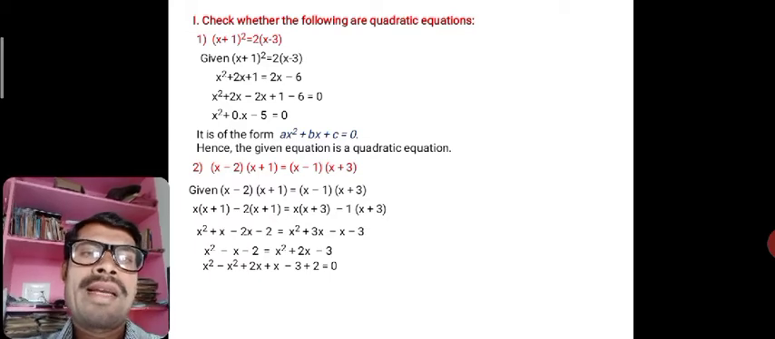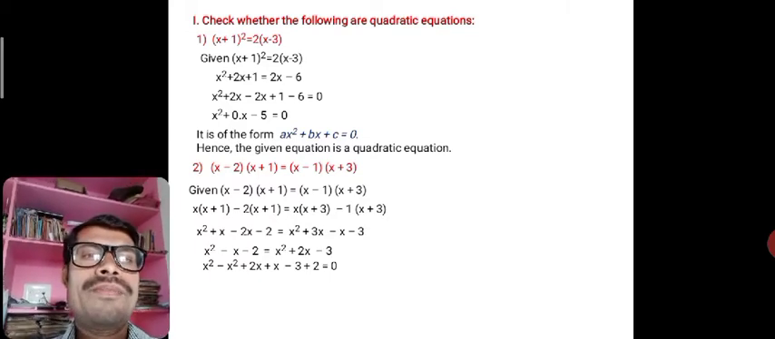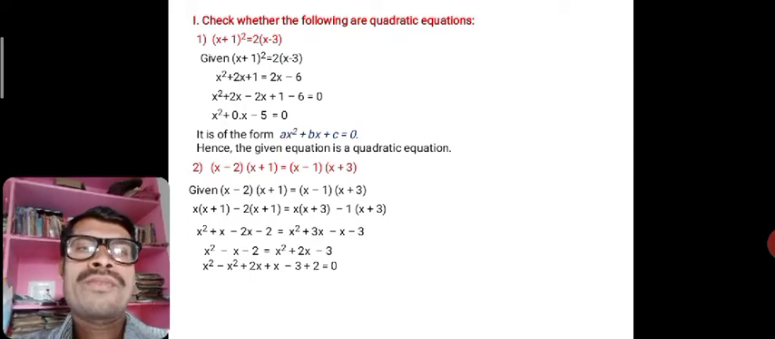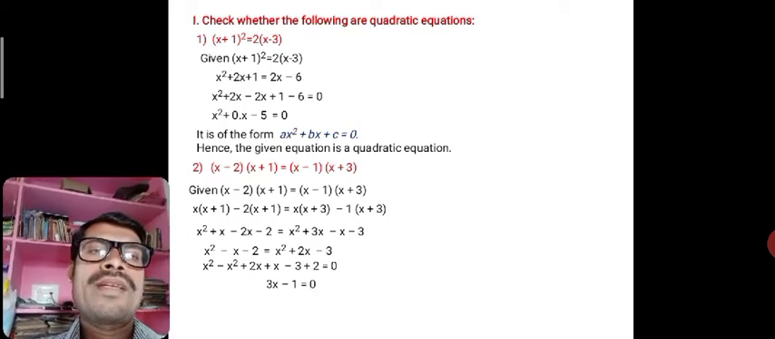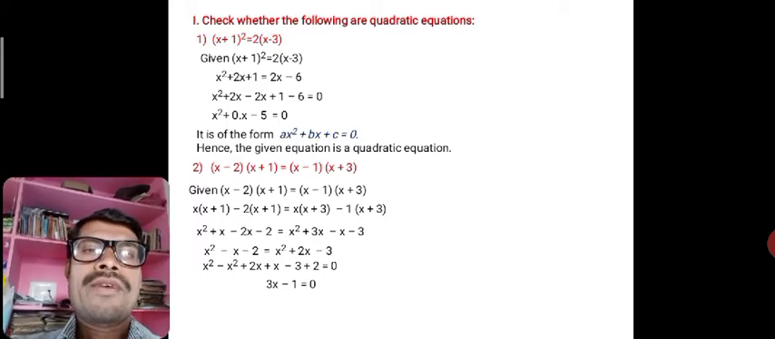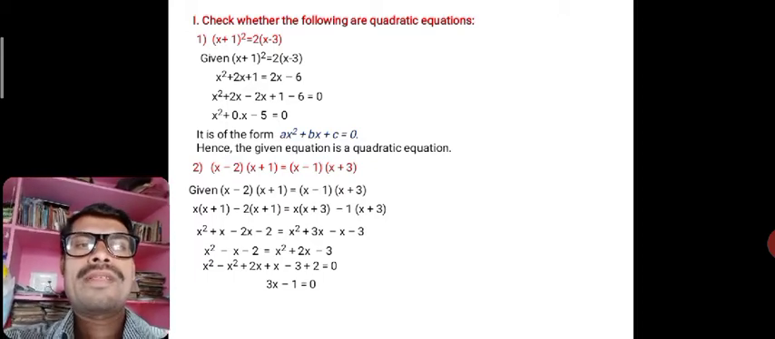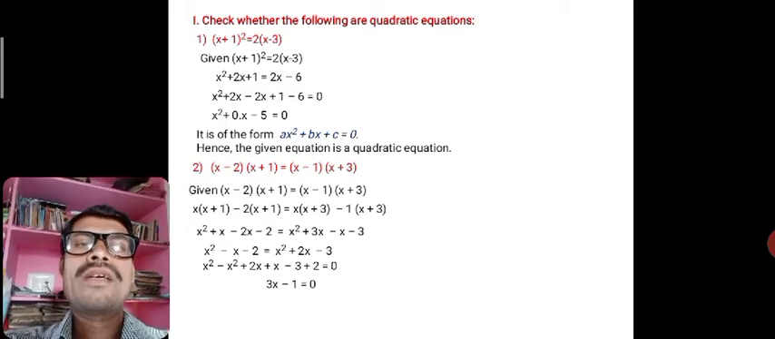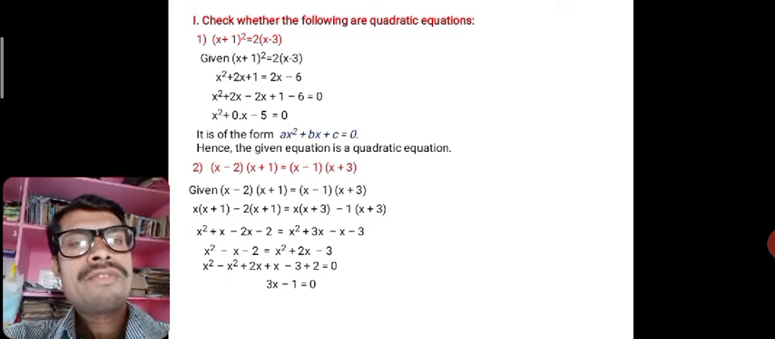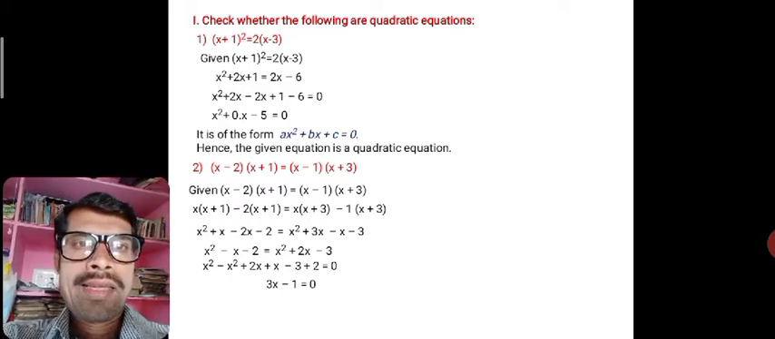x square gets cancelled, x square minus x square is 0. 2x plus x is 3x. Minus 3 plus 2 is minus 1. That is, 3x minus 1 is equal to 0. You can see this one. This is not of the form ax square plus bx plus c is equal to 0. Is it not? That means the x square component is not there. Therefore, it is not a quadratic equation.